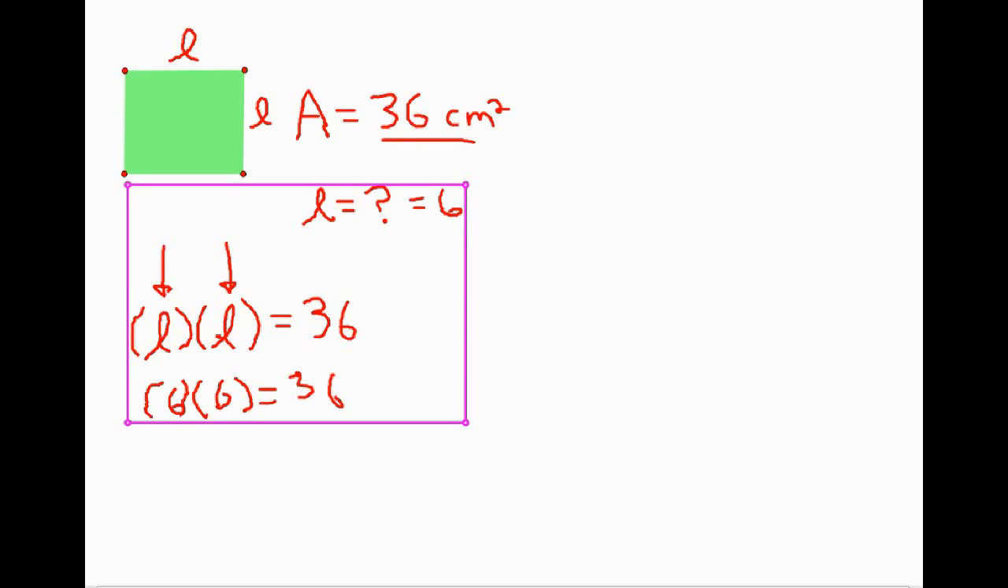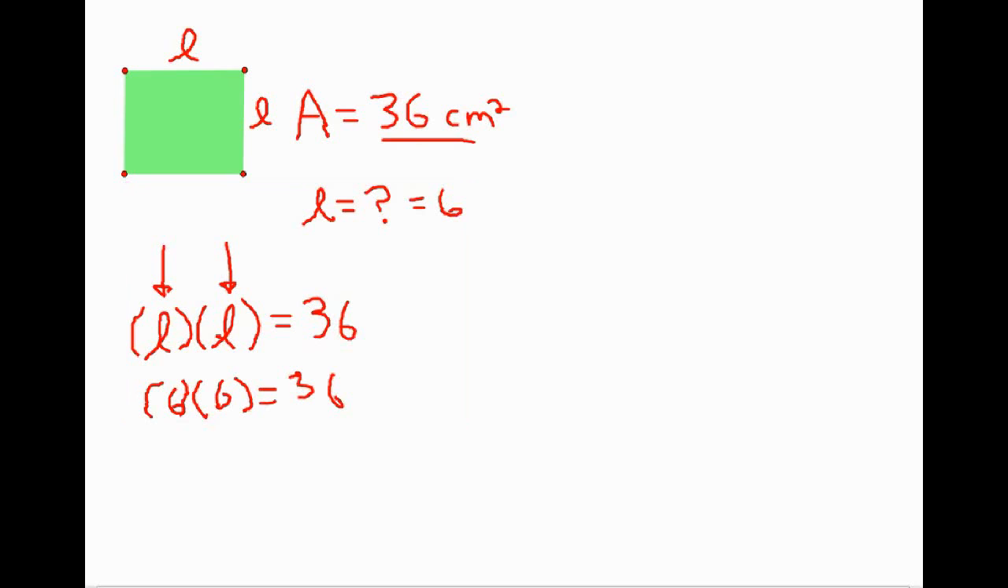It's kind of lengthy to say what is the length of the square if this is the area. So to shorten that, mathematicians came up with a mathematical operation. And the mathematical operation is called square root. It's actually the opposite of squared.